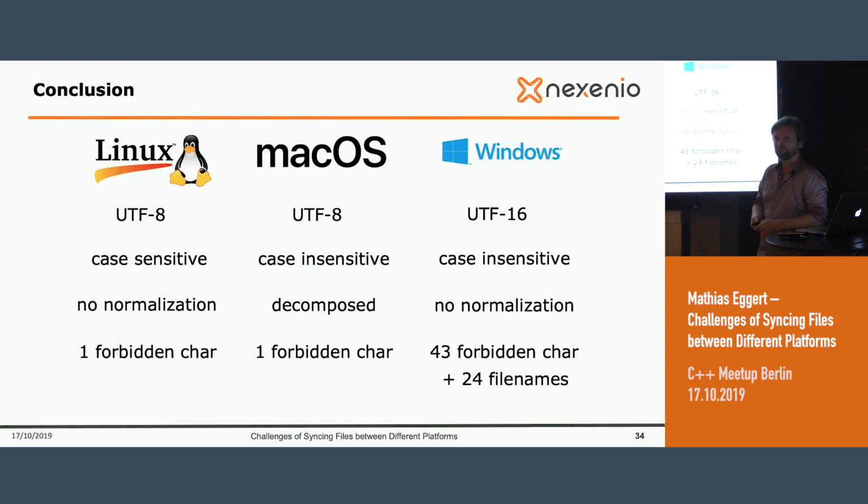What we learned today, I hope that for you there were a lot of challenges, surprising as well, and you were not expecting that just the file name could cause so many problems and errors. We learned about the character encoding, that's UTF-8 on macOS and Linux and UTF-16 under Windows. We saw that every platform has a different file name comparison function. Under Linux, you have a case-sensitive comparison without any normalization. Under macOS, you have a case-insensitive comparison with a decomposed normalization. Under Windows, you have a case-insensitive comparison with no normalization as well.